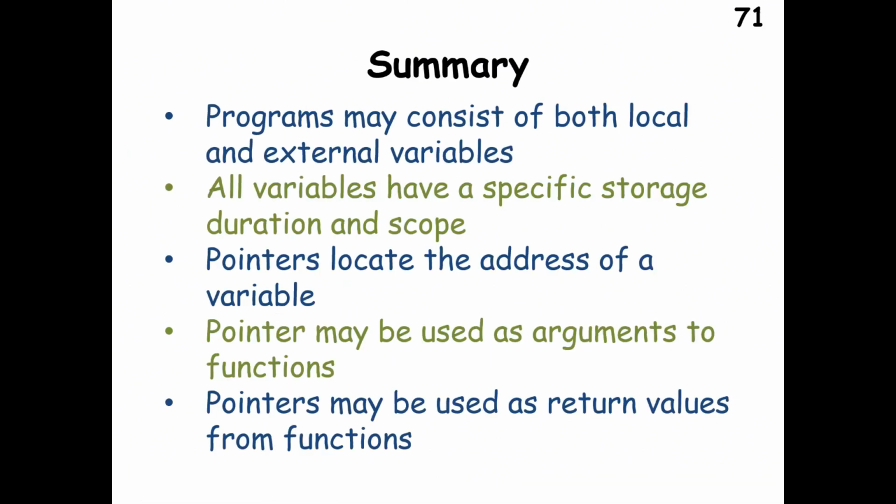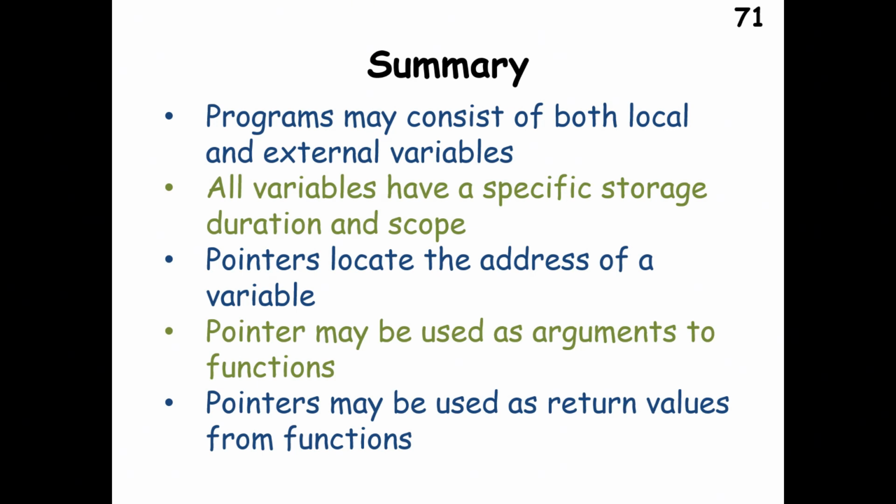And now let's summarize the key points we have covered in today's lecture. In C programming, programs often contain both local variables, which are defined within functions, and external variables, which are declared outside of any function. Every variable in C has a specific storage duration, which determines how long the variable remains in memory, and scope, which defines where in the program the variable can be accessed.